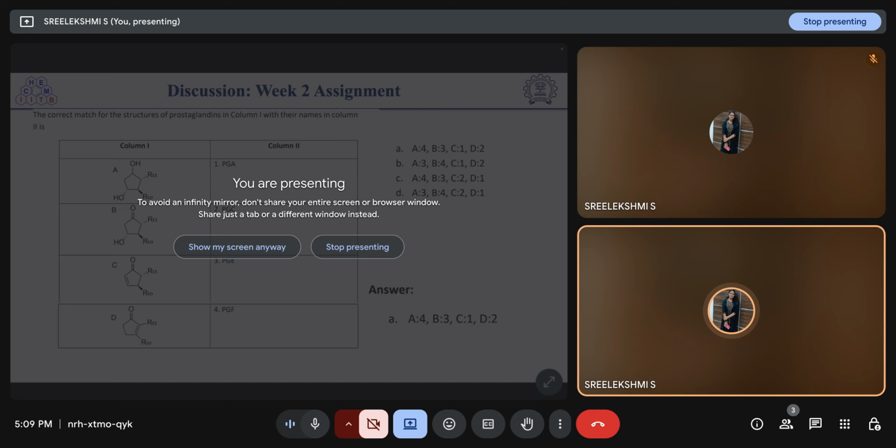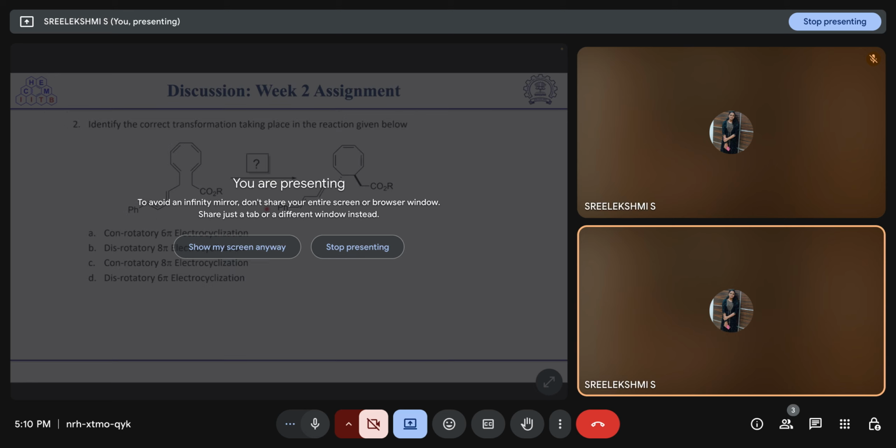So here the correct answer is option A. The first structure corresponds to PGF. As I told, it will have two hydroxyl groups in the cyclopentane, and the second one corresponds to PGE because there is no double bond and a ketone and beta hydroxyl group are there. Then the option C corresponds to PGA, because if the double bond is coming here, it will be PGA. If it is coming at this position, it will be PGB, and if it is coming between this R alpha and R omega, it will be PGC. So the last one will be PGC. I hope it is clear about the naming of prostaglandins.